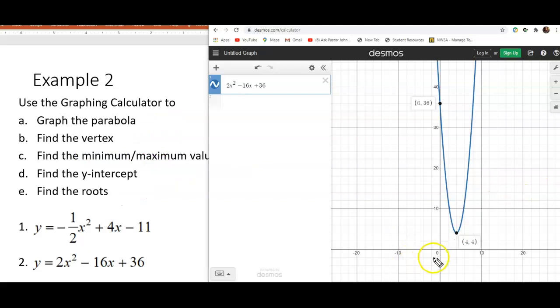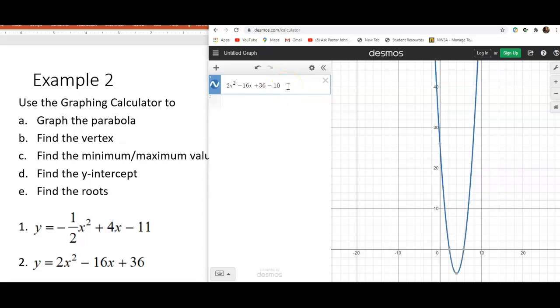Let's say I want there to be some roots. Wouldn't it be nice if I could just shift this graph down? Well, in Unit 2, we learned how to do transformations, right? So to do a transformation, don't you just subtract a number from your function? So what I'm going to do is put minus 10. And that shifts the graph down. It's the same graph, it just got shifted down 10 spaces. If you want to, you can combine the 36 and 10 and just make it 26. You'll have the same thing.